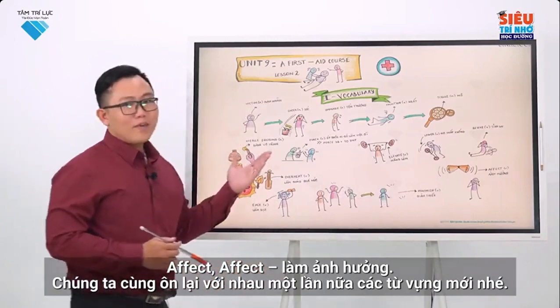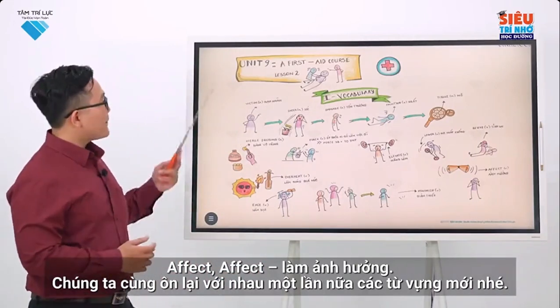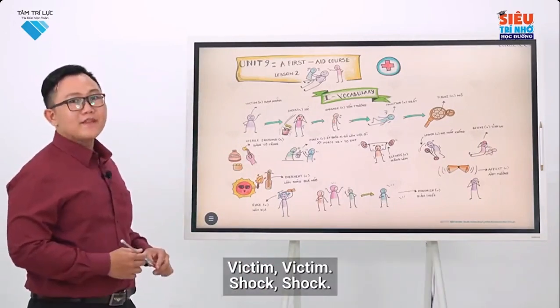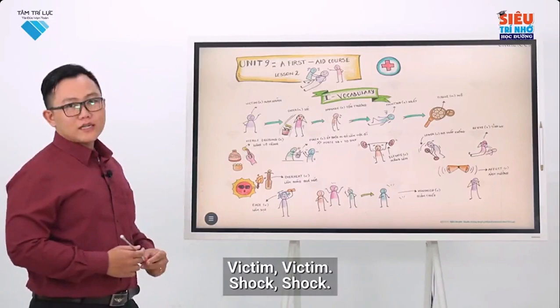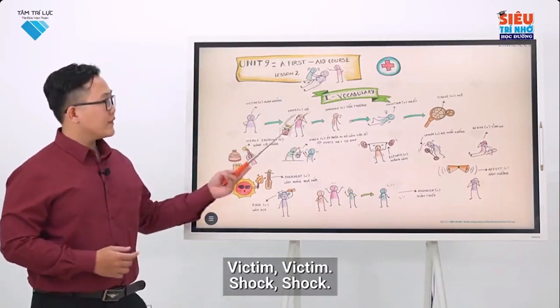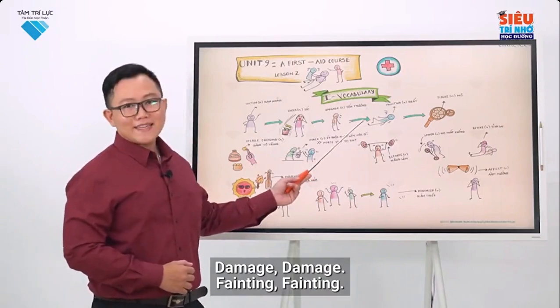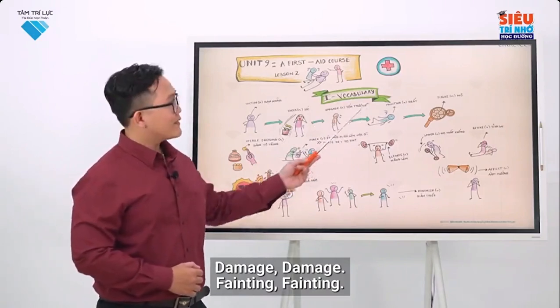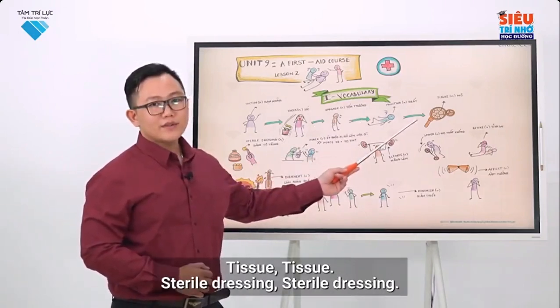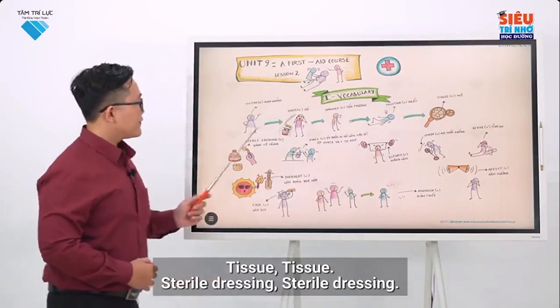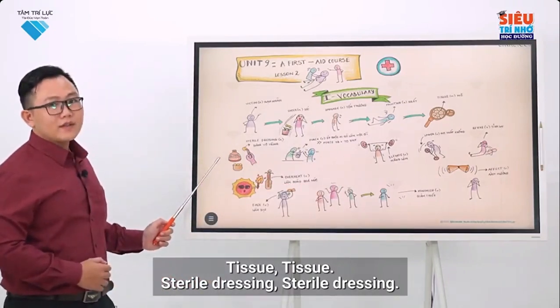Let's review these new vocabularies one more time. Victim. Shock. Damage. Fainting. Tissue. Sterile dressing.